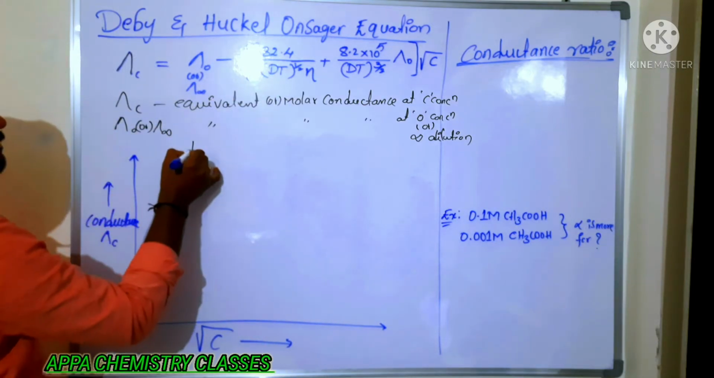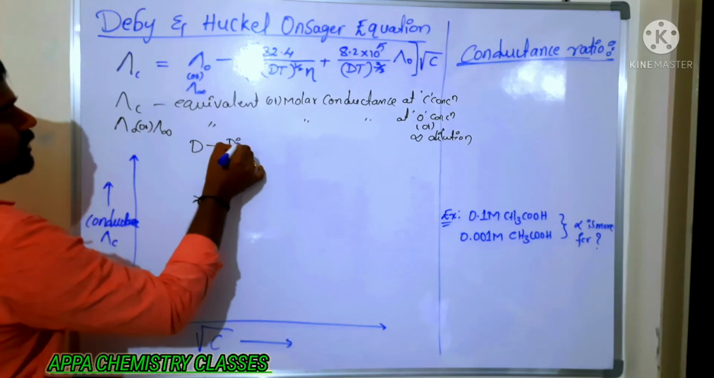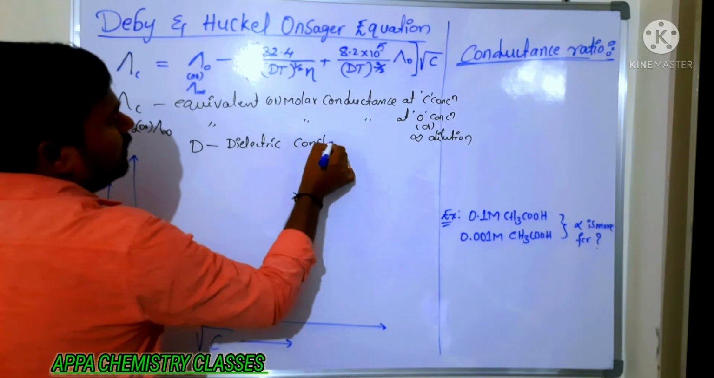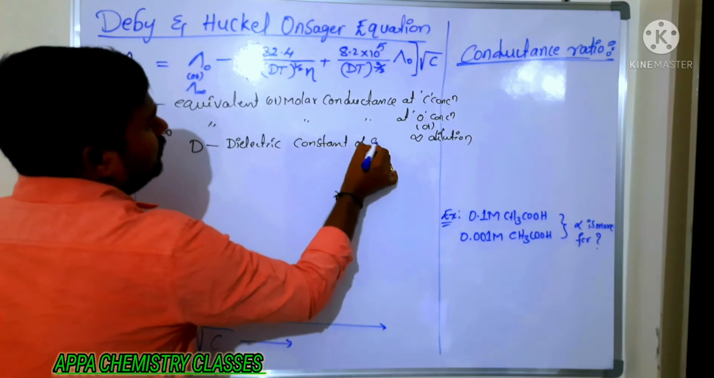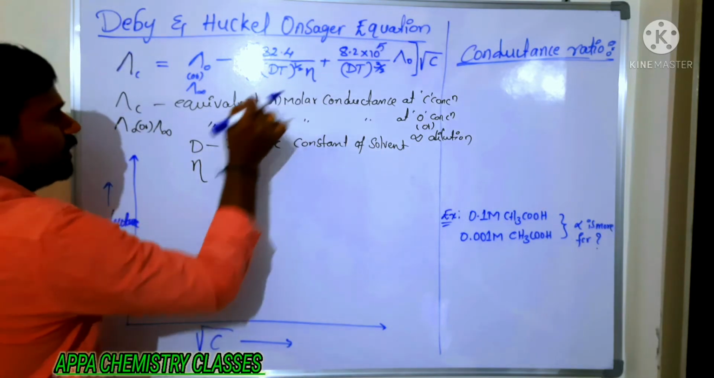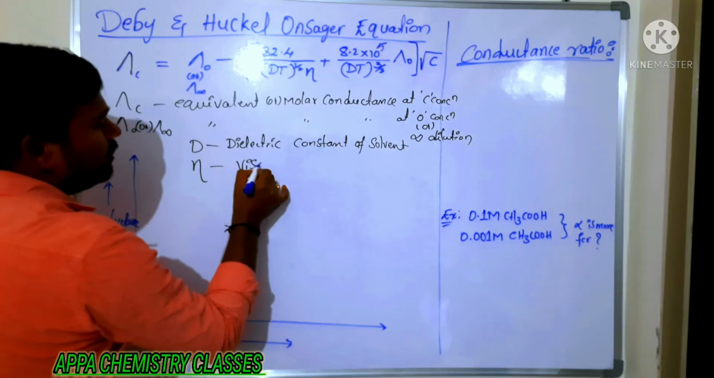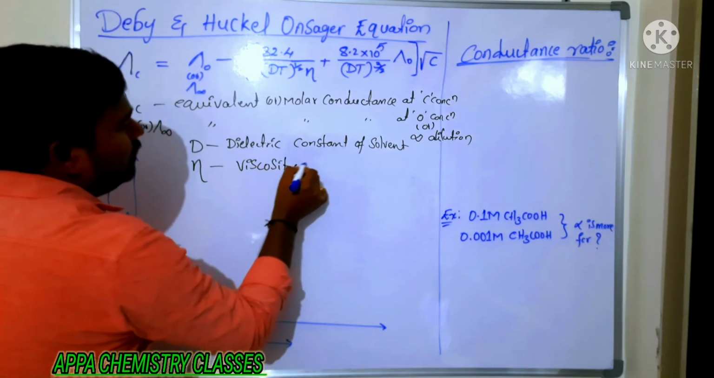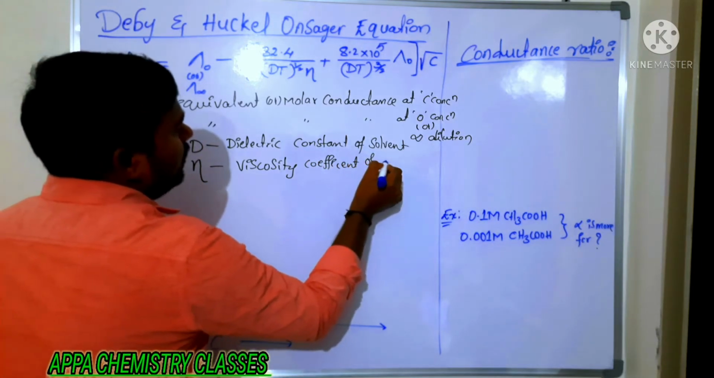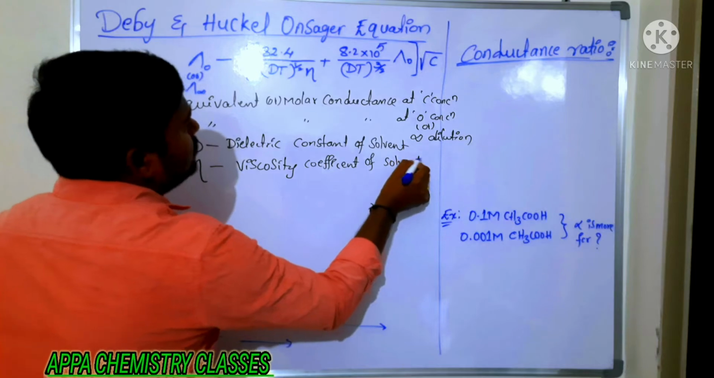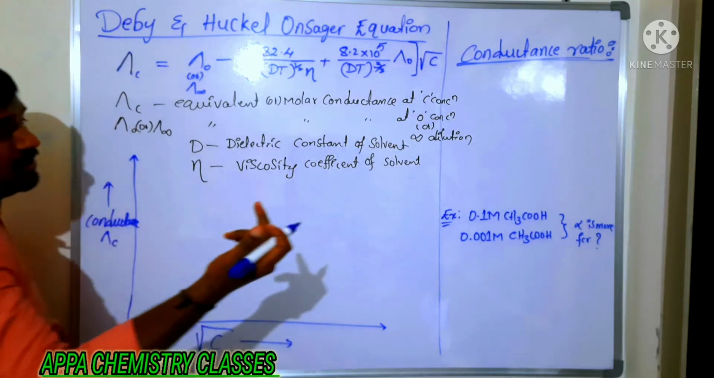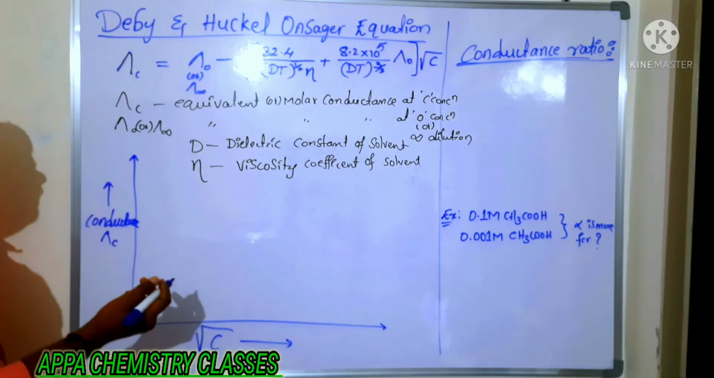Next, what is D? D is the dielectric constant of a solvent. You can take here eta. This is eta. So it is the viscosity coefficient of solvent. Okay, so now you know the remaining terms. T is temperature. What is C? Concentration.